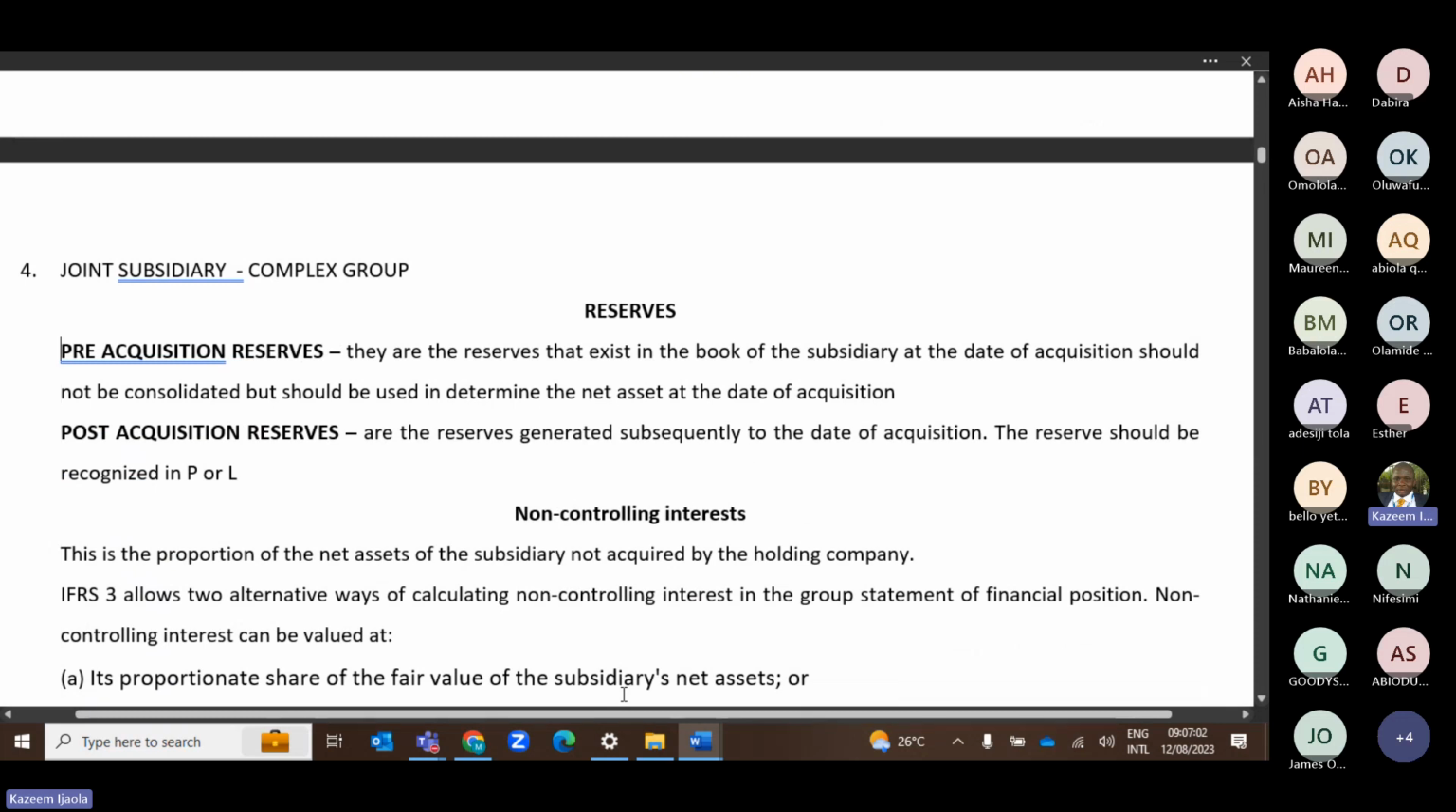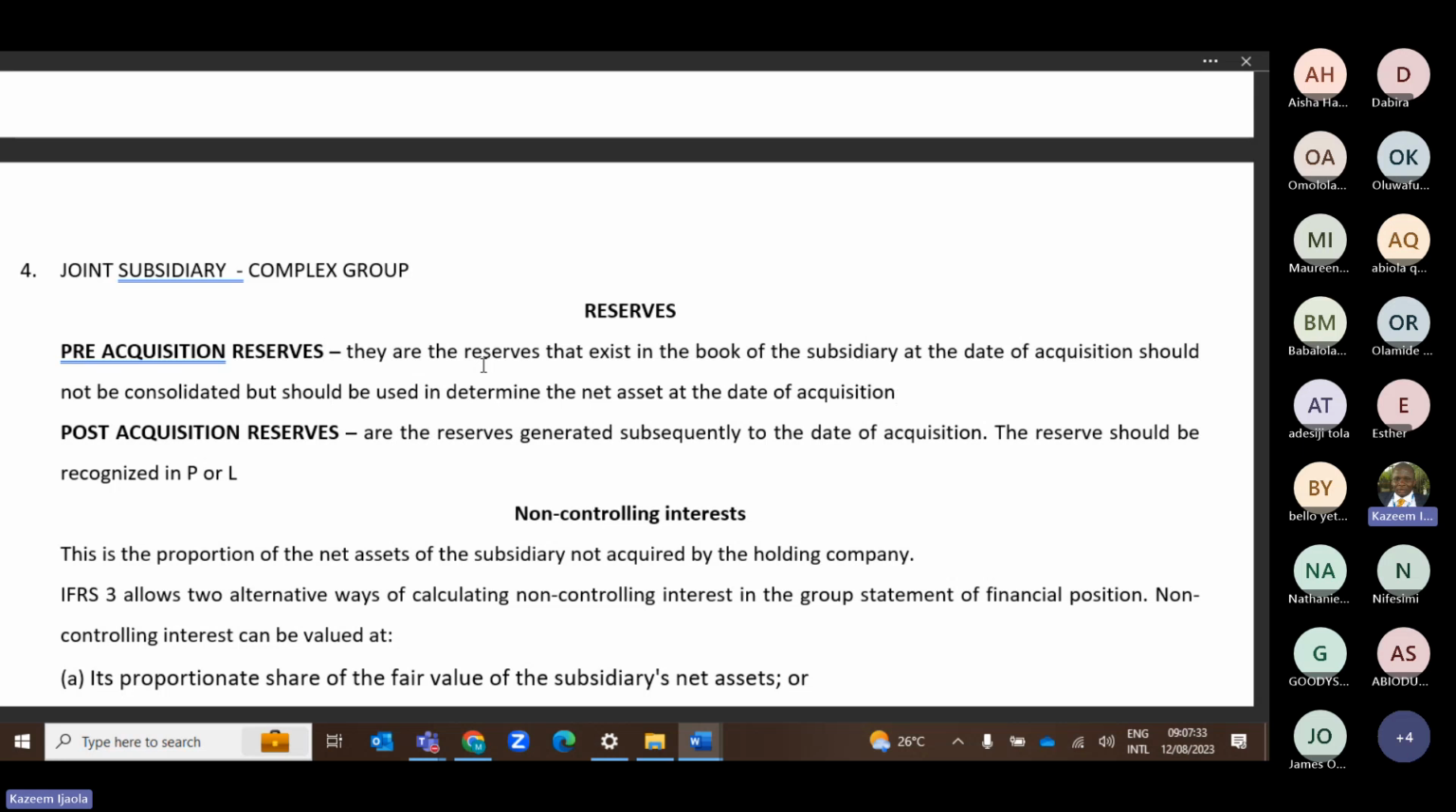Let's discuss reserve. There are two types of reserve in group accounts, right? I'm sure you know all these things from your skills level, but let me just brush through them fast. The first one is your pre-acquisition reserve, and the second is your post-acquisition reserve. So what is pre-acquisition reserve? These are the reserves that exist in the books of the subsidiary at the date of what? Acquisition.